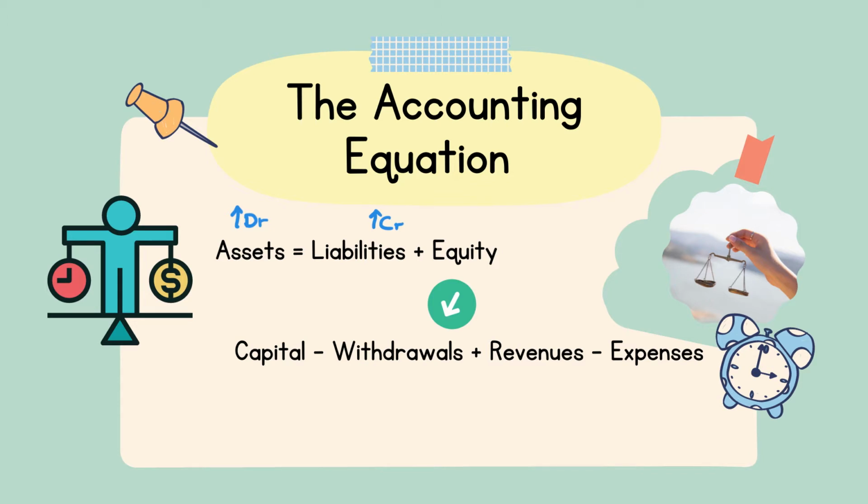So under equity, we said we have four accounts. Two of them increase equity, which are capital and revenues, so they will always be in the credit side. And two accounts decrease equity because they are negative, so they will always be in the debit side.